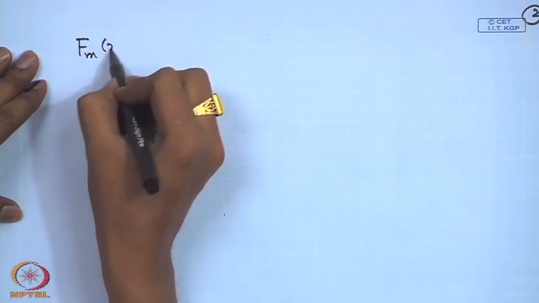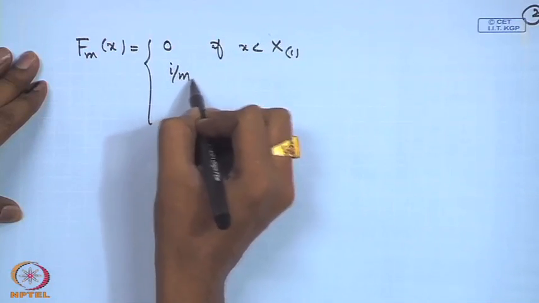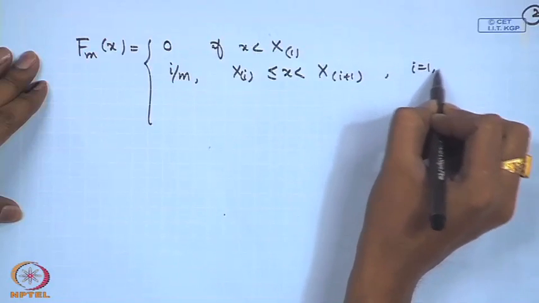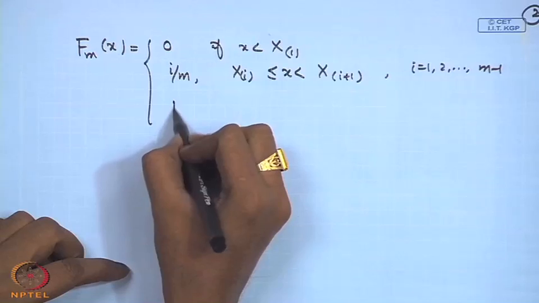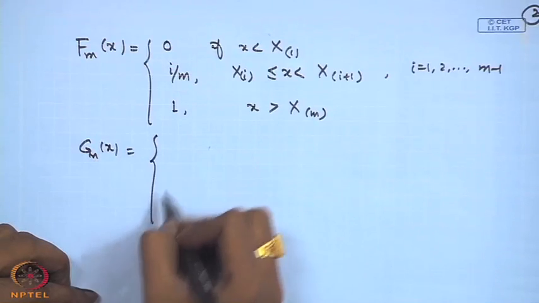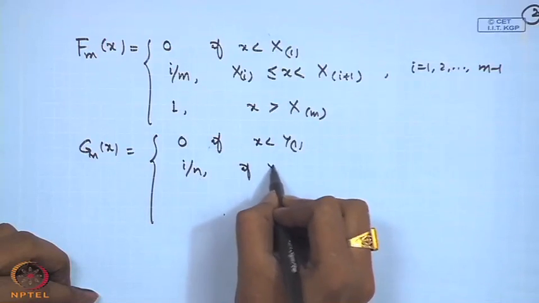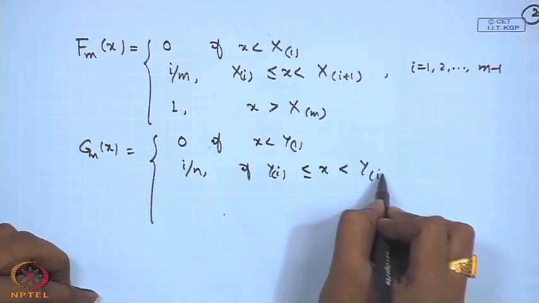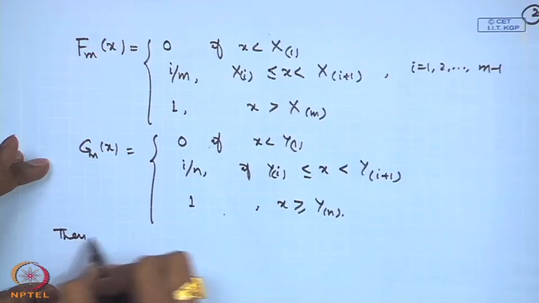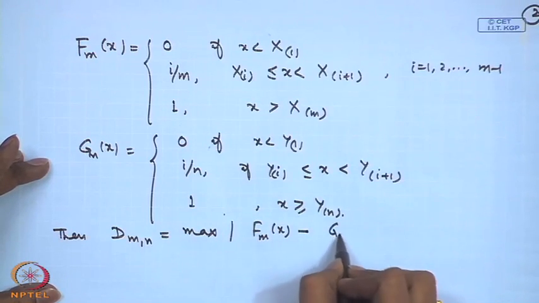So, we are defining Fm(x) equal to 0 if x is less than x1, it is equal to i by m if x_i is less than or equal to x less than x_(i+1), for i equal to 1 to m minus 1, it is equal to 1 if x is greater than x_m. Similarly, Gn(x) is equal to 0 if x is less than y1, it is equal to i by n if y_i is less than or equal to x less than y_(i+1), and it is equal to 1 if x is greater than or equal to y_n. Then Dmn is equal to the maximum of |Fm(x) minus Gn(x)|.